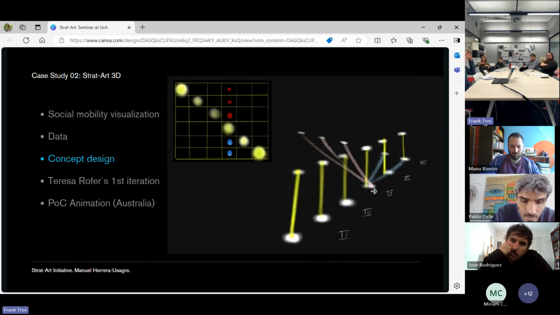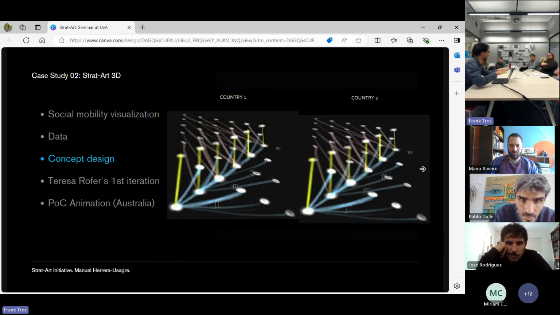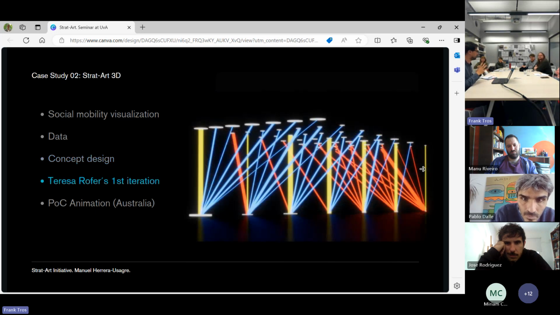So what we wanted to do is, what if we create the saturated model for one country and the saturated model for another country, and we compare them all together? That was my idea, and again, I took that idea to Teresa Refer, who is the expert in 3D motion design. She got the concept, and she started making some first renders and iterations. So this is the first iteration that she created, pretty much what I wanted.